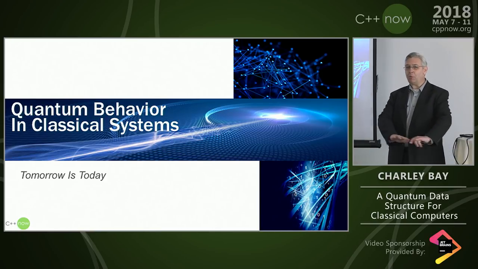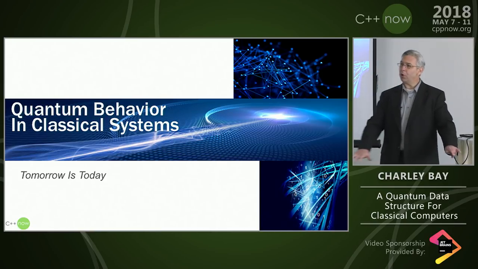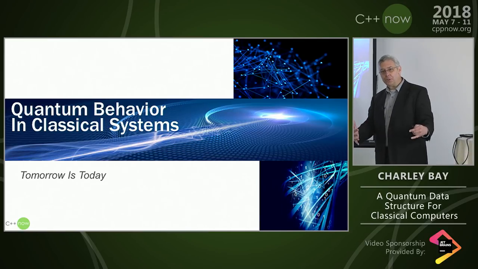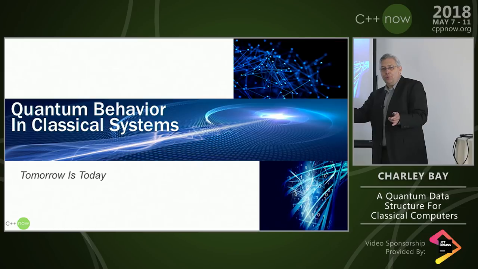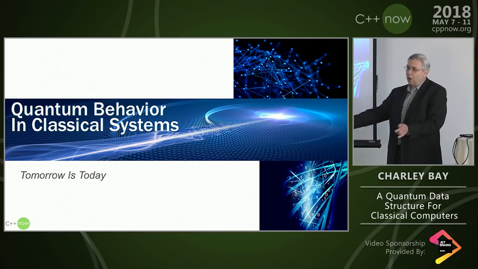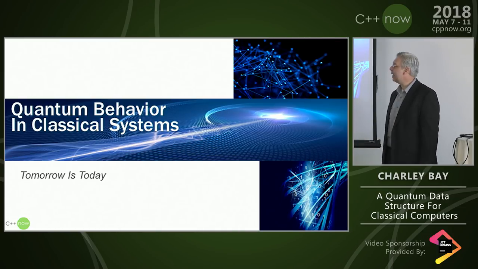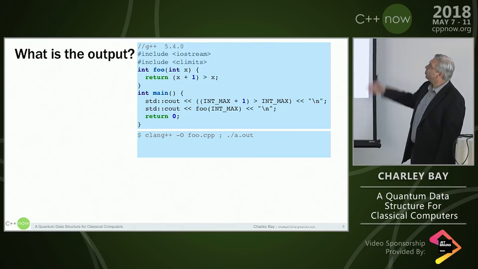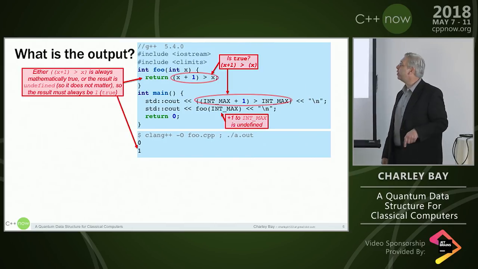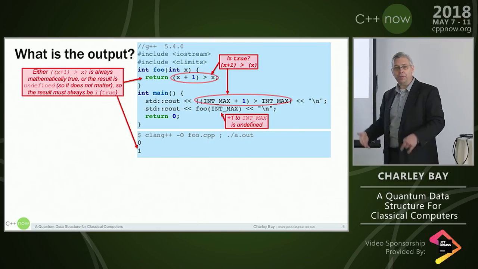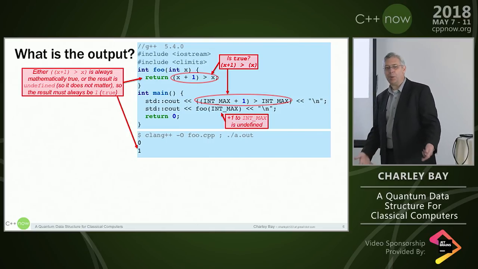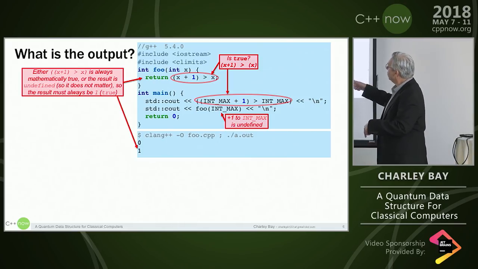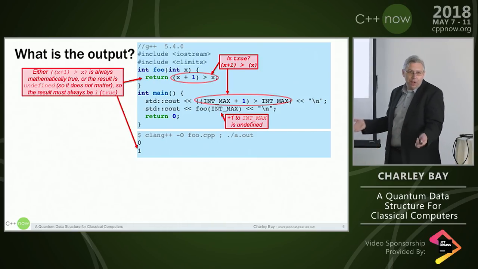In classical computing, we're not authoring quantum software for quantum hardware; that will come. We're talking about quantum data structures as they apply to classical computing, classical hardware, or classical systems today. So here's a little code snippet. All this is doing is asking, is x plus one greater than x? Well, yes, x plus one is greater than x, always. Oh, unless you're adding one to int max, then it's kind of undefined, right?